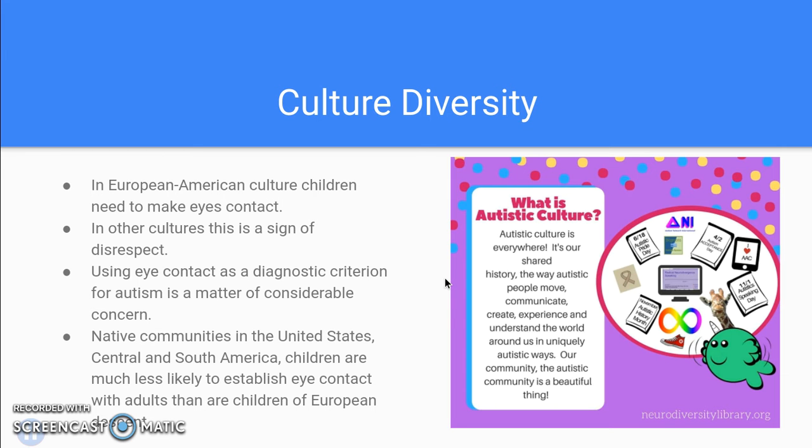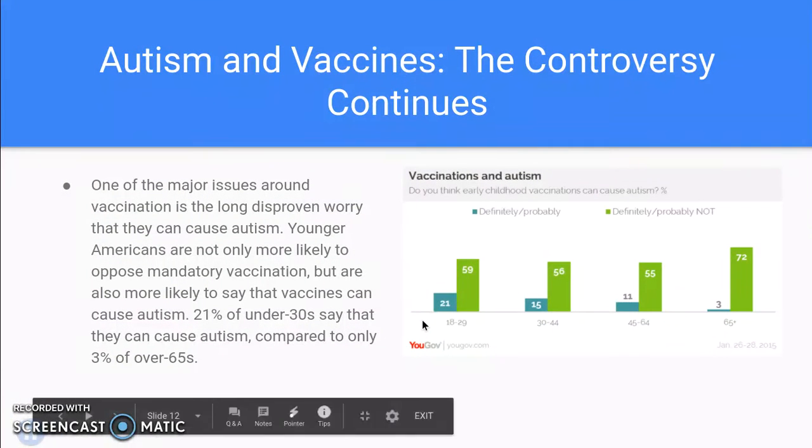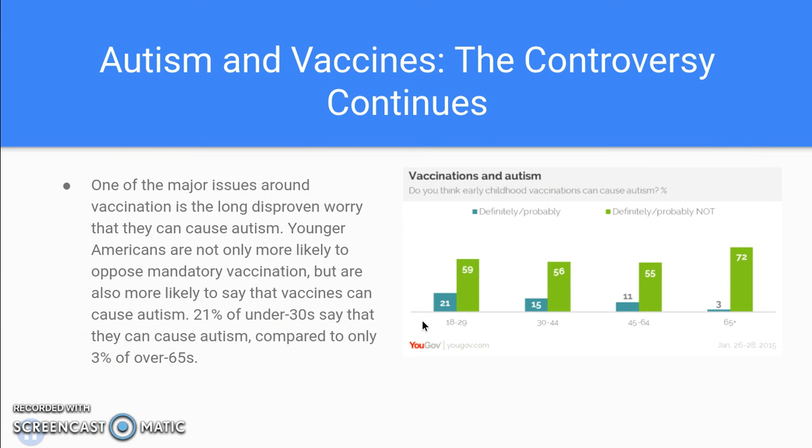A lot of cultures are adapting now if they have a child that has autism. Autism and vaccines. This was a huge hot button controversy.